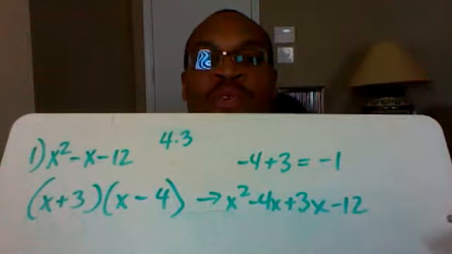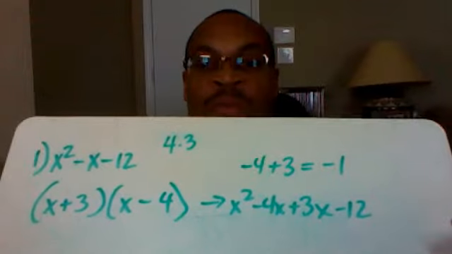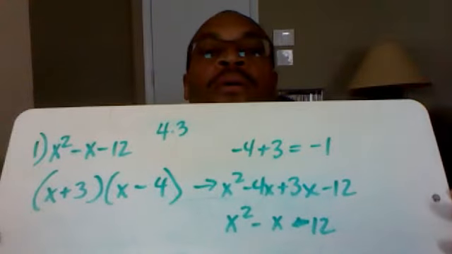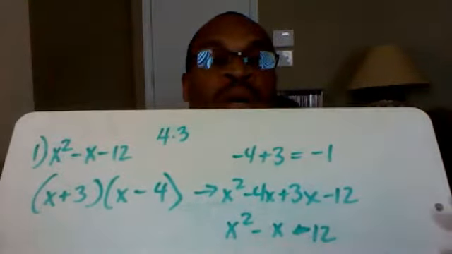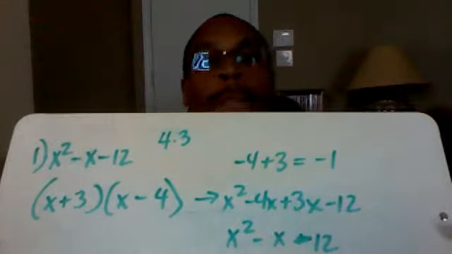Then if you collect your two middle terms, you see how that's negative 1 in the middle? Negative 4x plus 3x gives you negative x. So you got x squared minus x minus 12, which gives you your original. That's your check. It gives you your original problem. Lets you know you did it right.